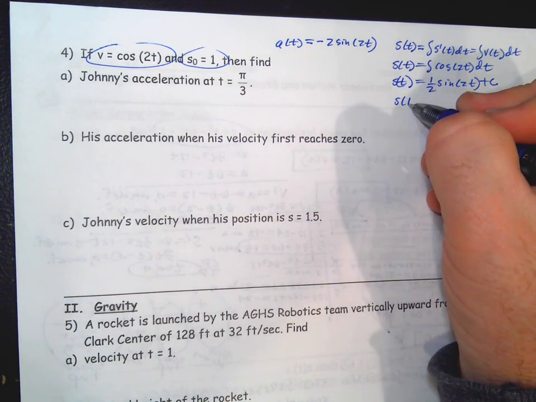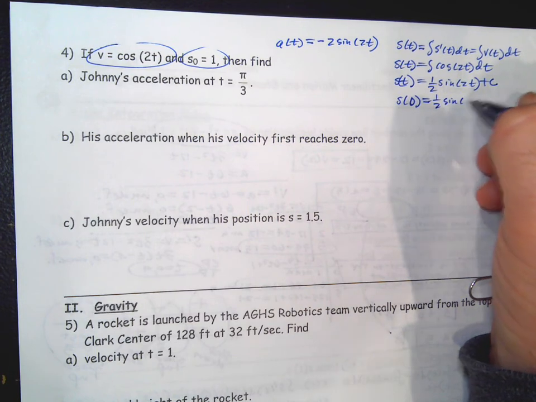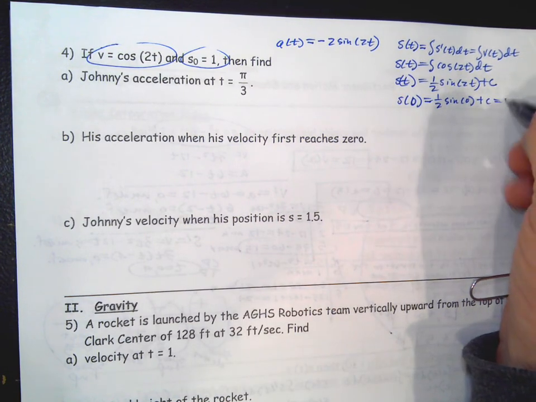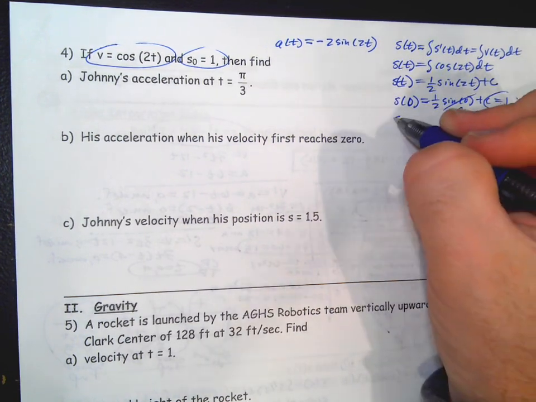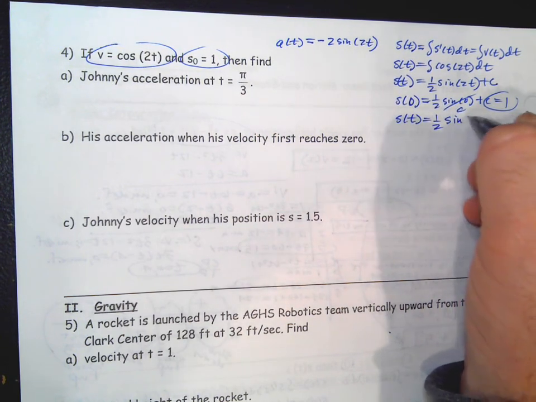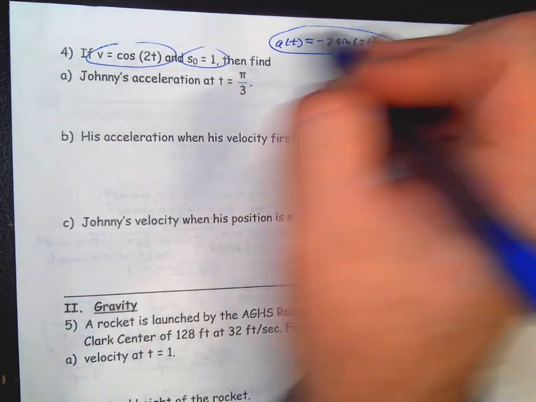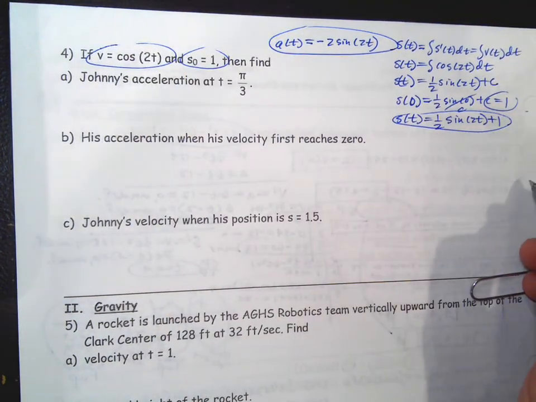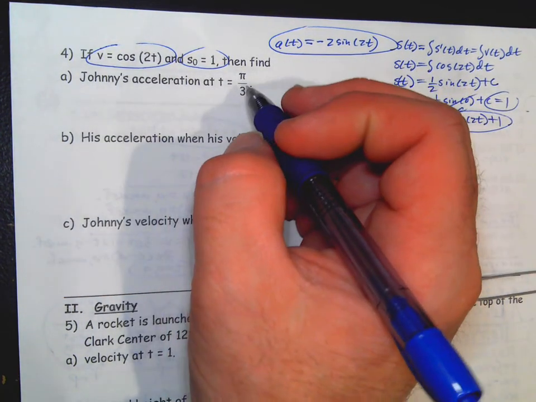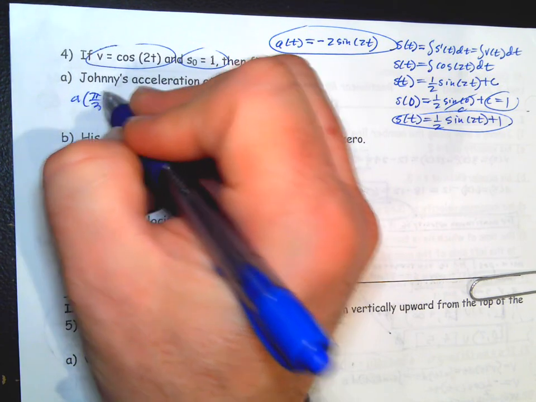Now let's use the initial condition of 0. It should come out to 1. Sine of 0 is 0, so c equals 1. So your position equation is 1/2 sine 2t plus 1. So that's your position equation, acceleration equation, and velocity equation. So Johnny's acceleration at time pi over 3: we're just going to plug pi over 3 into acceleration.